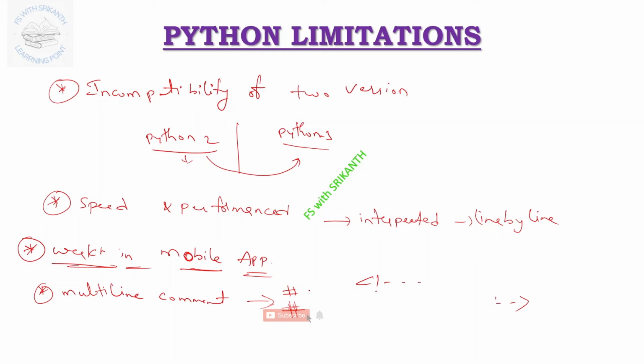So next one, not suitable for enterprise applications. Why is it not suitable? Like banking applications and telecommunication applications, it is not the best choice for end-to-end large applications. Why? Because banking and telecommunication applications have huge lines of code, but Python follows an interpreter. So it is not suitable for end-to-end applications.